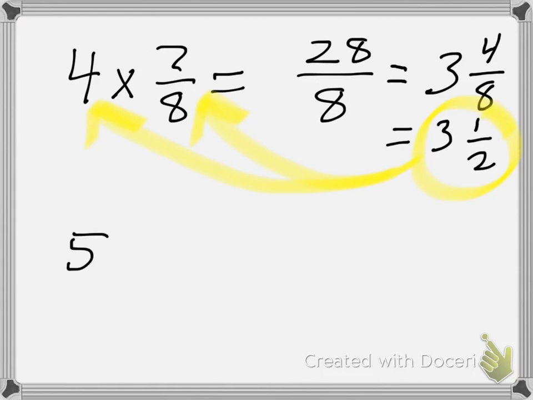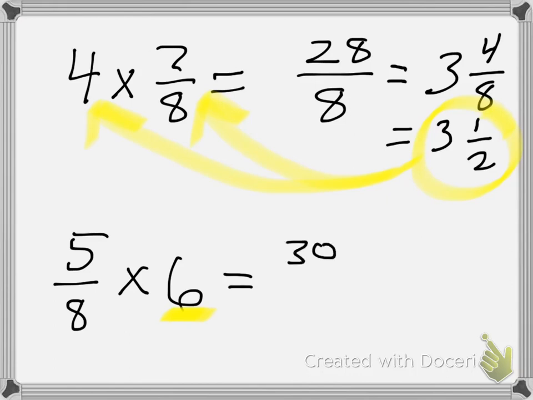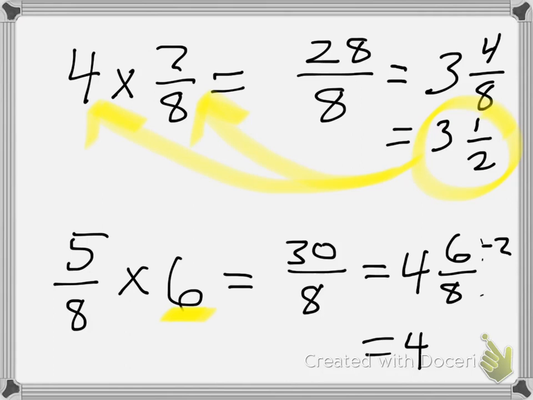We have 5/8, oh, let me redo that one. 5/8 times 6. Is my answer going to be bigger or smaller than 6? Tell yourself now and see if you're right. 5 times 6 is 30/8. Well, if I get that in a mixed number, I'm going to have 4 with 6/8 left over. That equals 4, and 6/8 divided by 2 divided by 2 is 3/4.